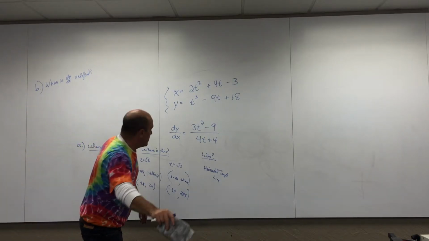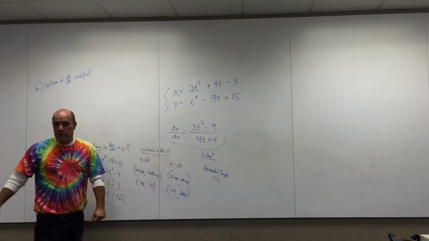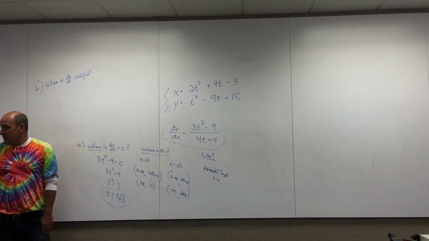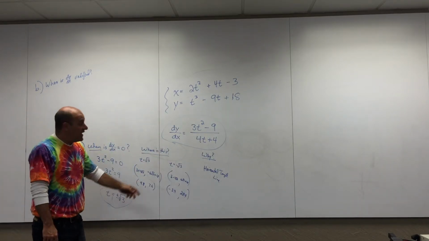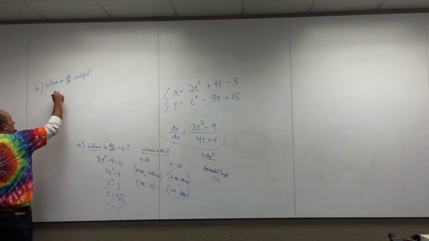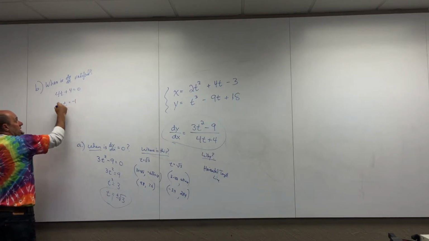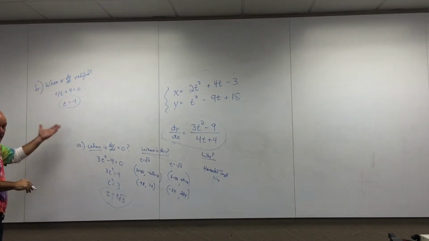Question B. When is dy dx undefined? So now this is easier. This will go quicker. When is the derivative undefined? It's going to be undefined when the denominator is 0. So when 4t plus 4 equals 0, or when t is negative 1. So that's cool. We found when.